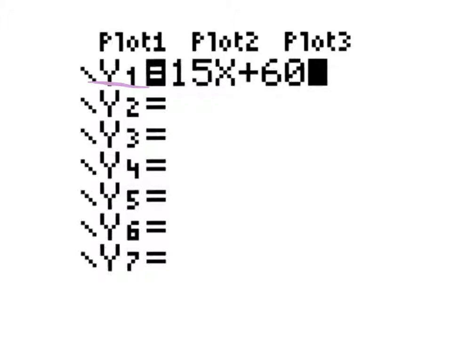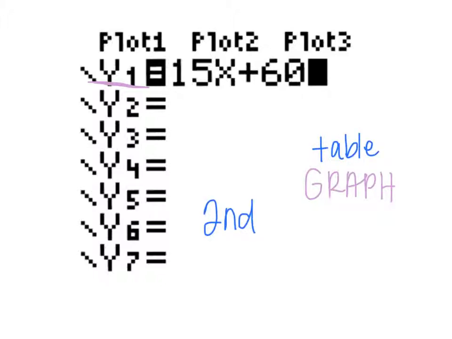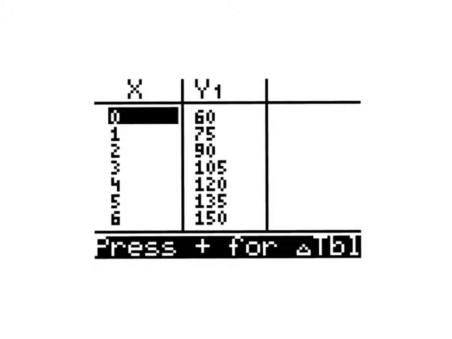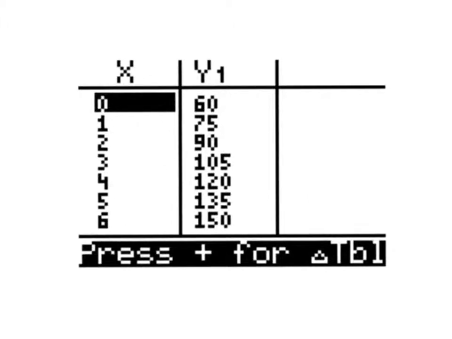We're not going to graph it even though we could, but we're specifically going to look at a table of the x and y values. In order to get to your table, you're going to go to your graph button, but above your graph button, and I believe it's blue ink, you're going to see your table. Since it's in blue ink, you're going to press your second button and then the graph button, which is going to take you to your table. This is what your table should look like.